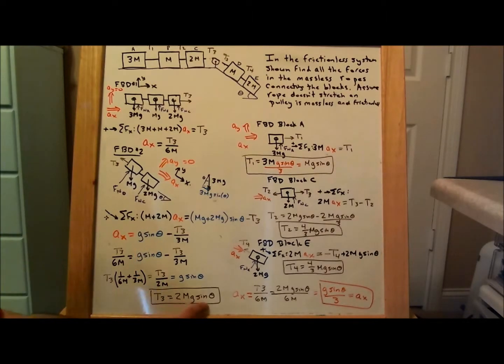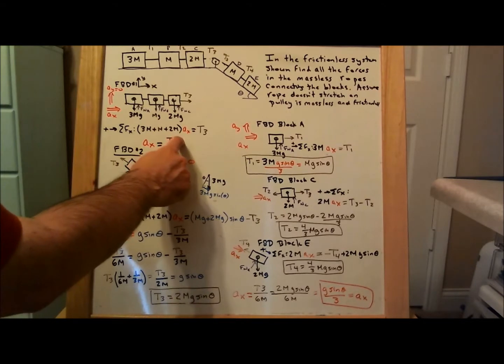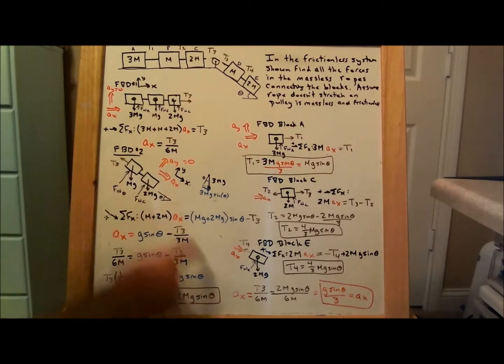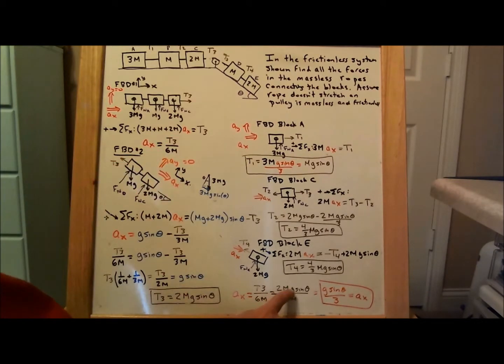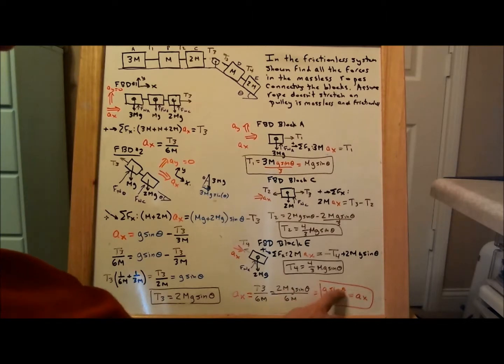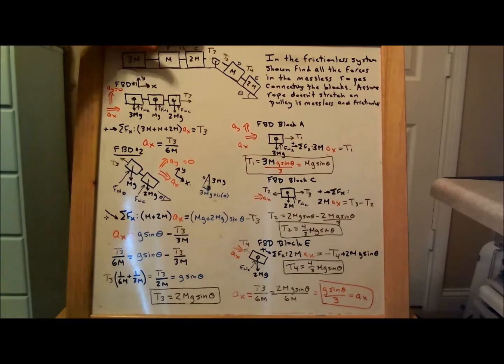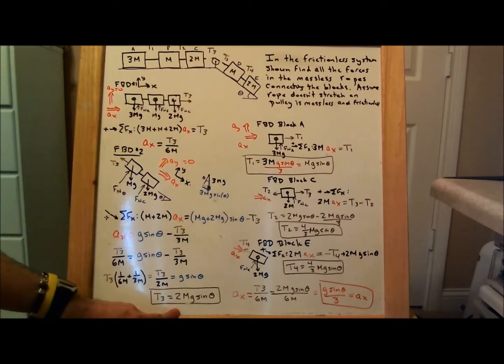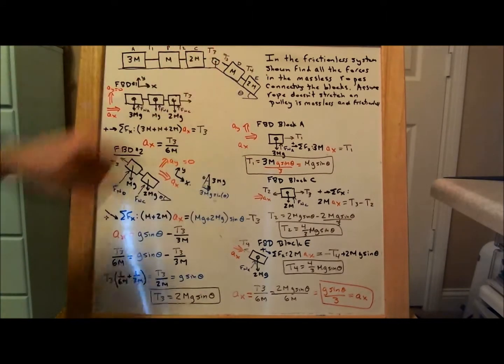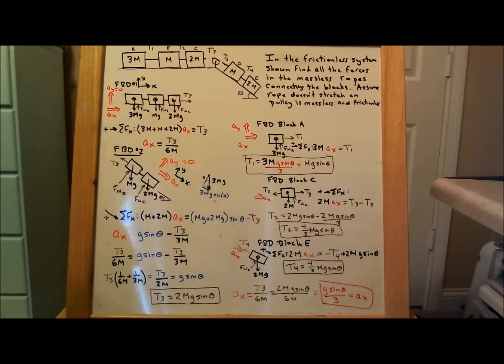So that's 2mg sine of theta. Now I can back substitute into here and solve for a sub x. If I solve for a sub x, I get, just algebra, g sine of theta over 3. Now I have a sub x. So now I know how this one's moving and how this thing's moving, and I also know T3, the interface force between those blocks. Now it's a matter of just going back.